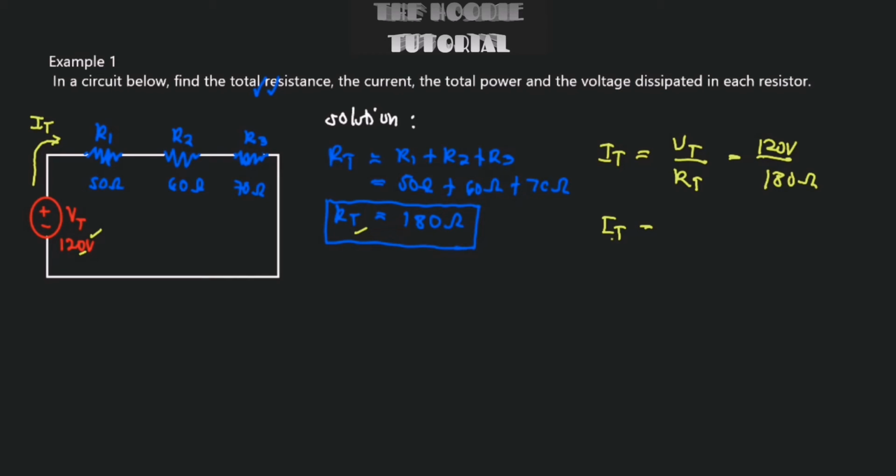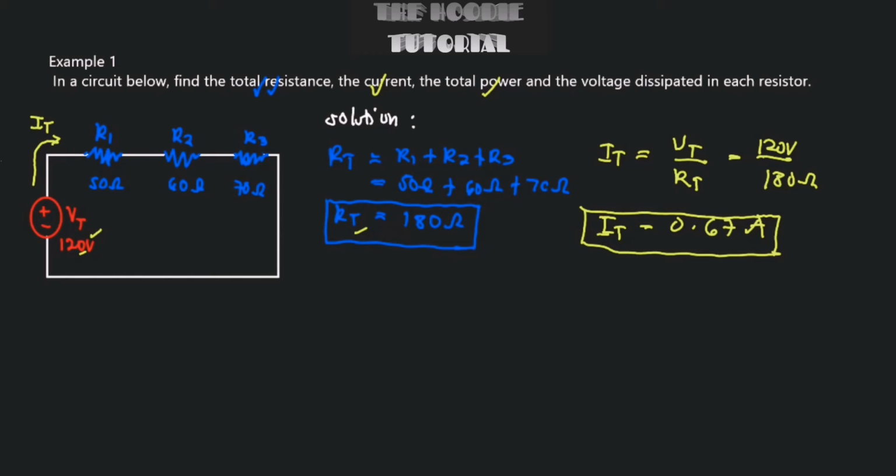we would have a total current of 0.67 amperes. So this would be our total current. That's good, check for the total current. Right now we are going to find the total power.